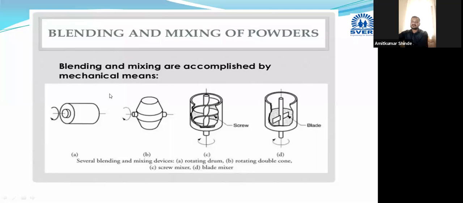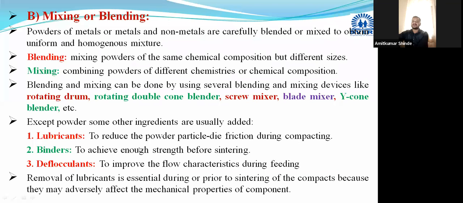Now during this blending or mixing, depending on our requirement, some other elements like lubricants and binders are added. Why are lubricants added in the mixing or blending stage? Because in the next stage, that is the compacting stage, we are going to do the compacting or pressing operation, and there will be some friction between the wall of the die cavities and the punch or plunger. To reduce that friction, we are adding lubricants.